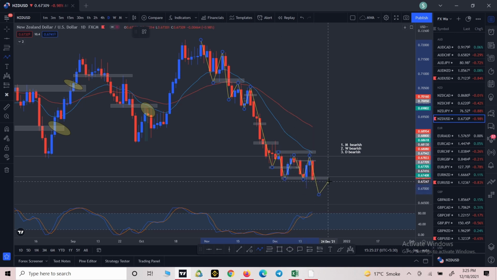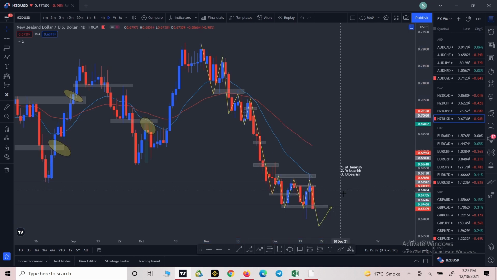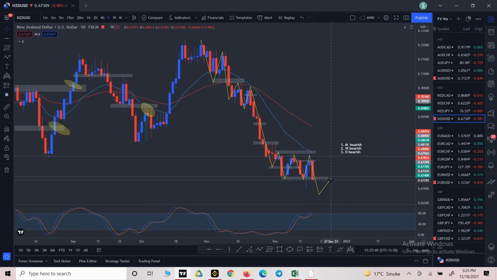Once that happens, again, we are going to wait for a pullback to the recent broken zone. And accordingly, if that happens, we can go to lower time frames, H4 and H1, look for some kind of bearish momentum to go short in this market. That's going to be the setup that we can focus on for New Zealand USD.